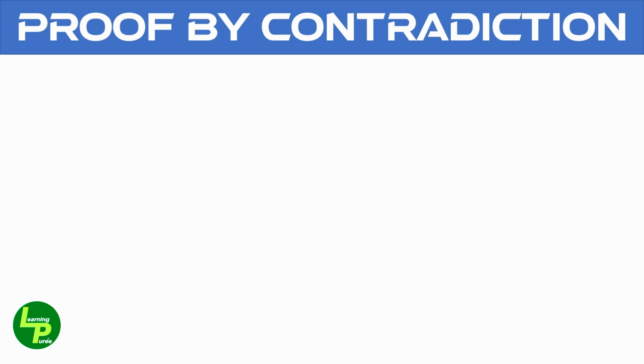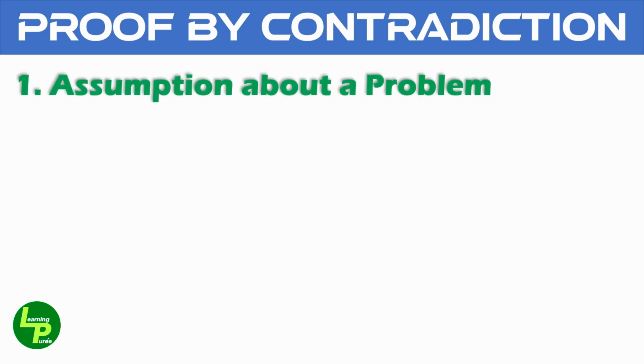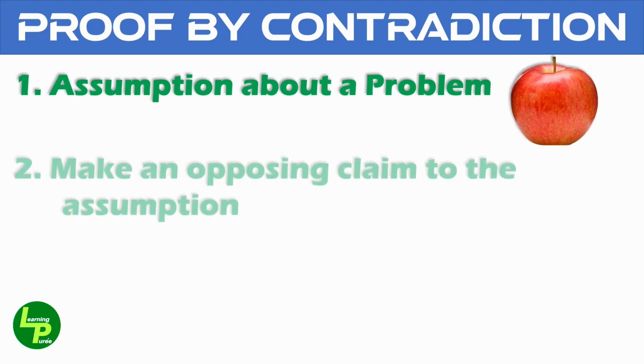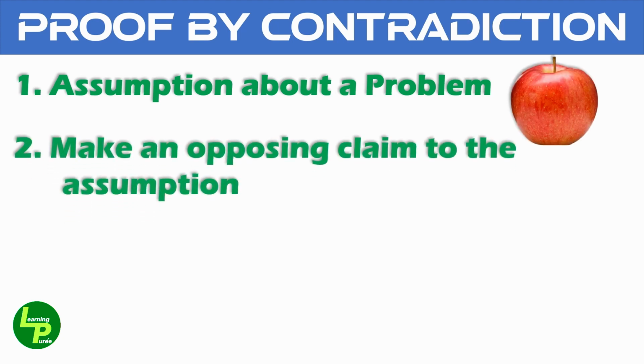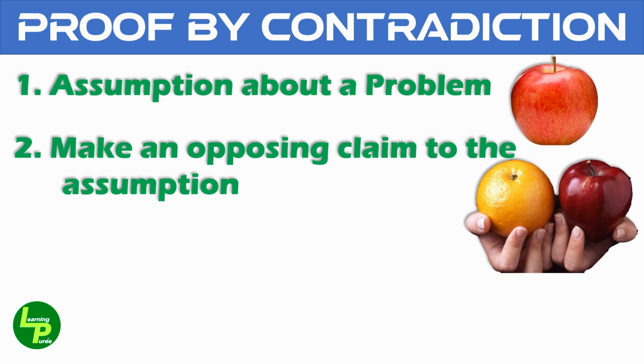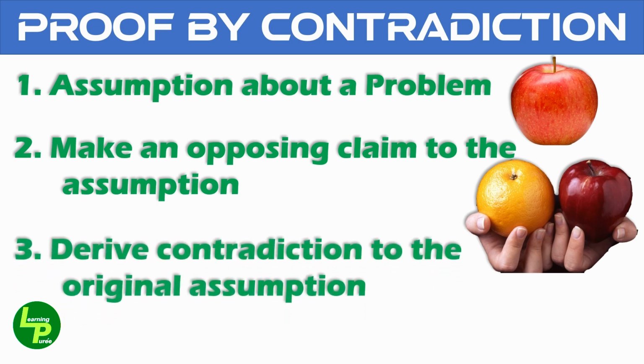In this process, we follow three steps. First, we make and write an assumption about the problem. Then, we make a claim that is opposite to what we want to prove. And finally, we use this claim to derive a contradiction to the original assumption. What follows is that if the contradiction to the claim in step B or step 2 is found, then the original assumption will be retained.